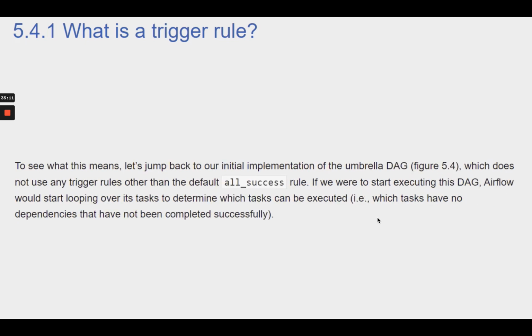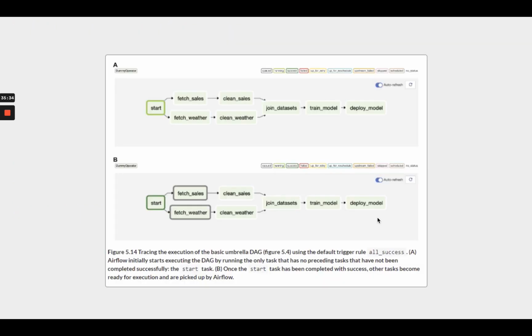To see what this means, let's jump back to our initial implementation of the umbrella DAG, figure 5.4, which does not use any trigger rules other than the default all_success rule. If we were to start executing this DAG, Airflow would start looping over its tasks to determine which tasks can be executed. That is, which tasks have no dependencies that have not been completed successfully. In this case, only the start task satisfies this condition by not having any dependencies.